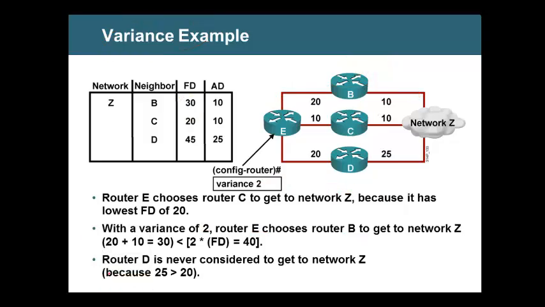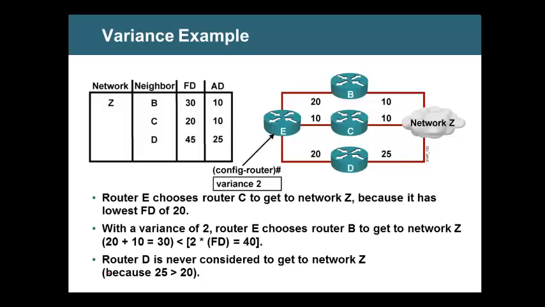For unequal cost load balancing, first of all, we need to have a feasible successor route. D is not considered because it has an advertised distance higher than the successor value. But B can be used as a successor by changing the variance, because B is available in the topology table. So we change the variance to 2.